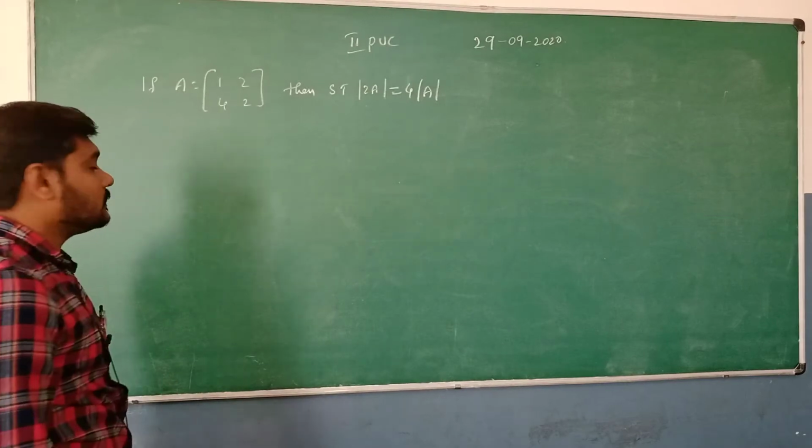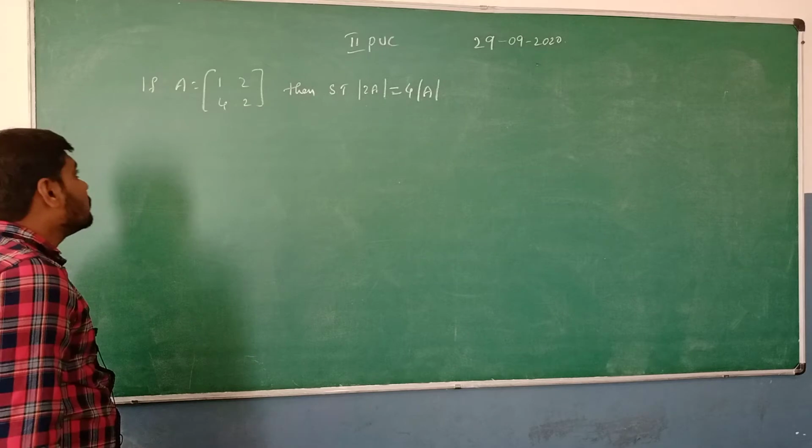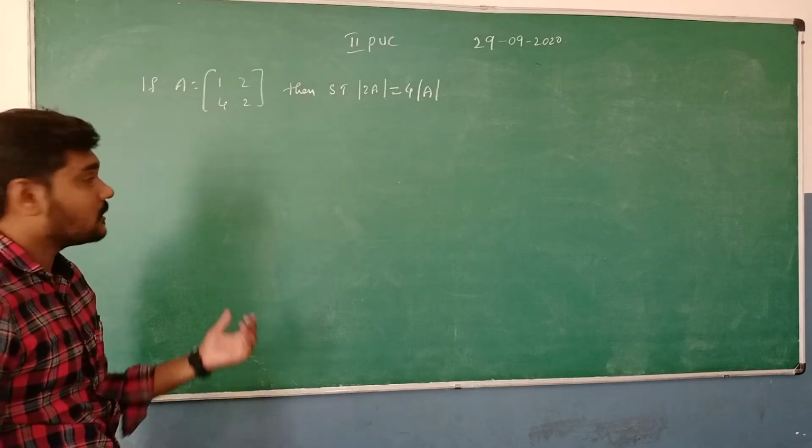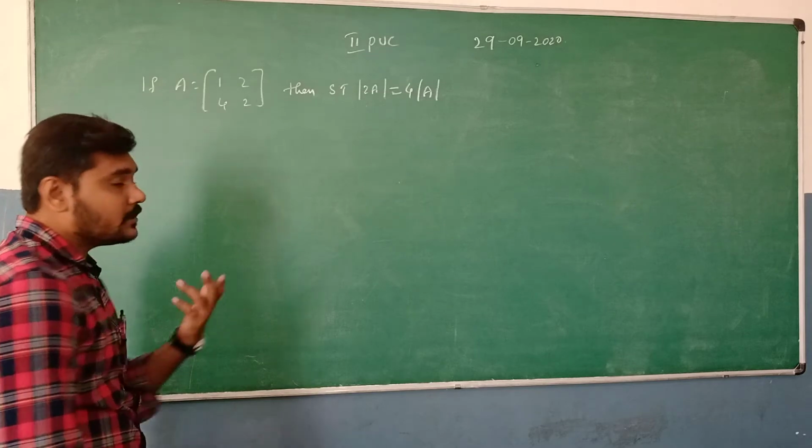So this is the given problem here. They have given A is equal to the matrix of order 2 cross 2, that's going to be 1 2 4 2, of order 2. So then we need to show that determinant of 2A is equal to 4 into determinant of A.